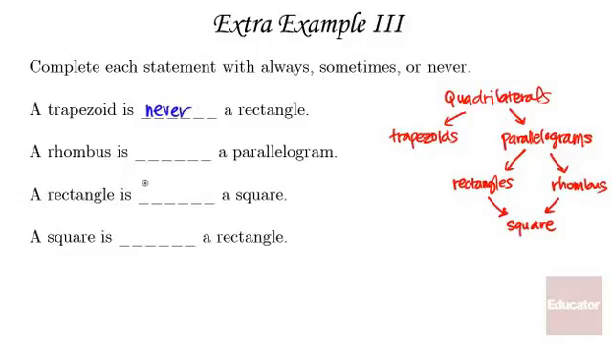A rhombus is always, sometimes, never a parallelogram. Maltese is always, sometimes, never a dog. Isn't it always? Right? So if we're going to go up, then it's always.